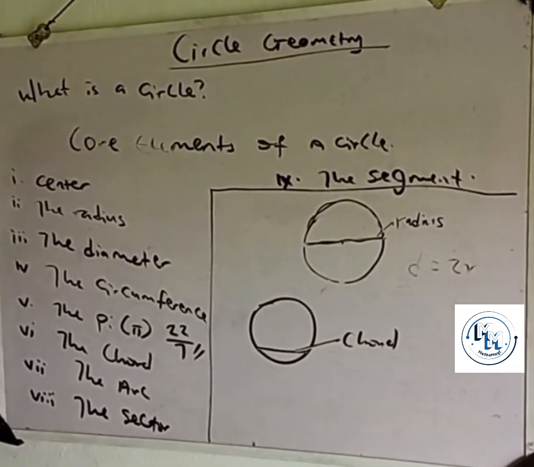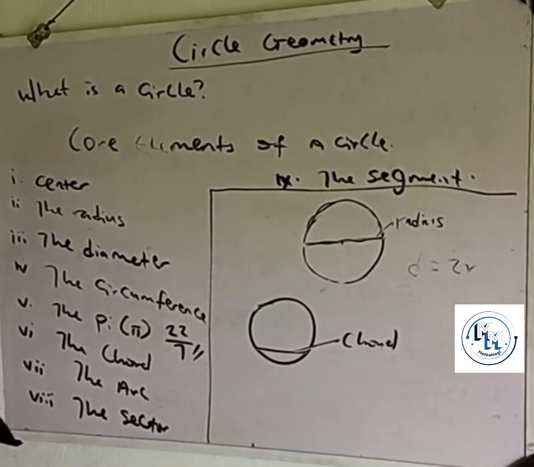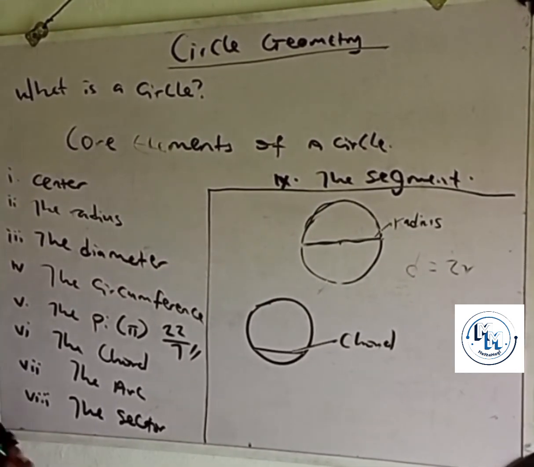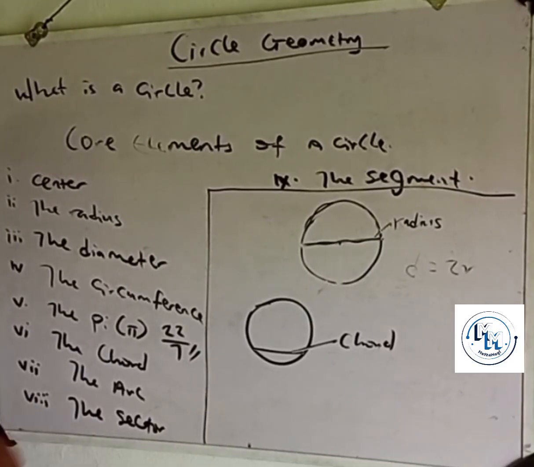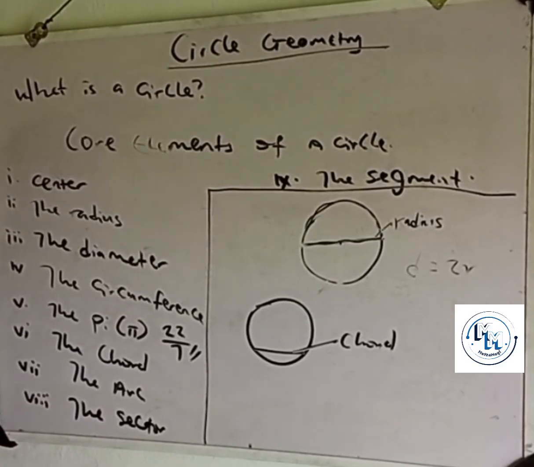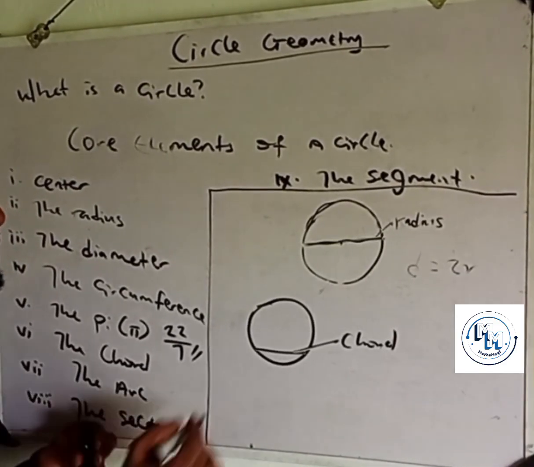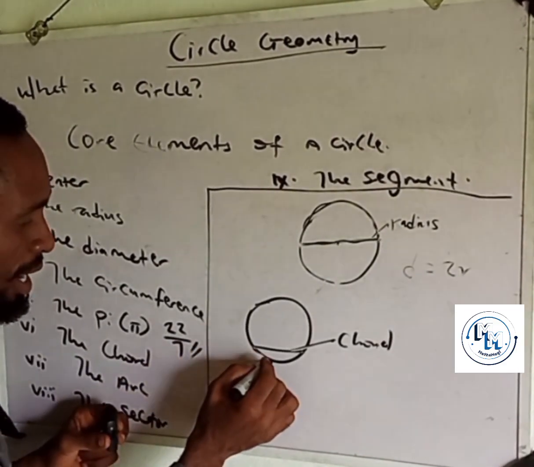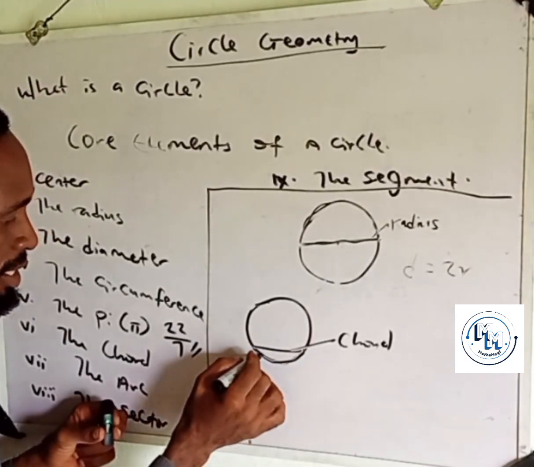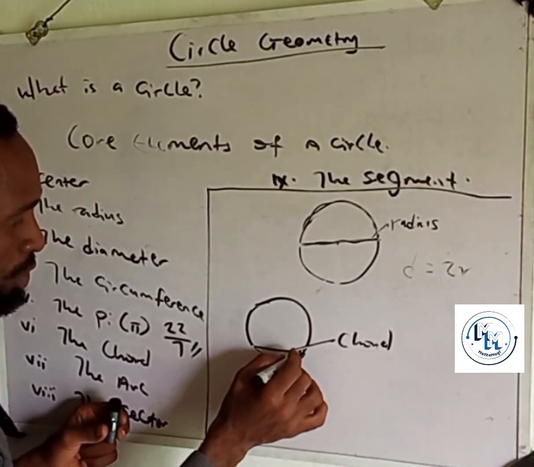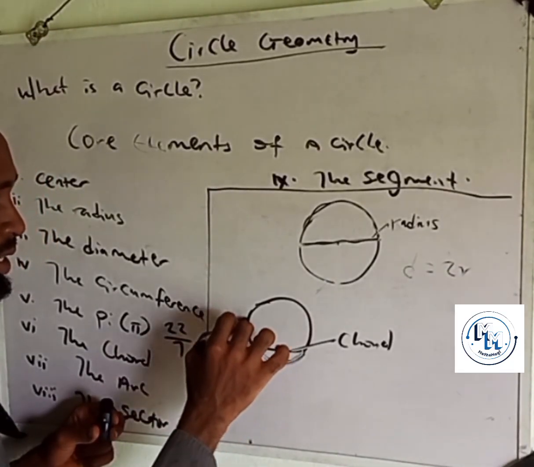Also, we have something we call an arc. An arc is just a portion of the circumference of a circle. That means an arc is anything. This is an arc. Any part of the circumference of a circle is called an arc. This is also an arc.